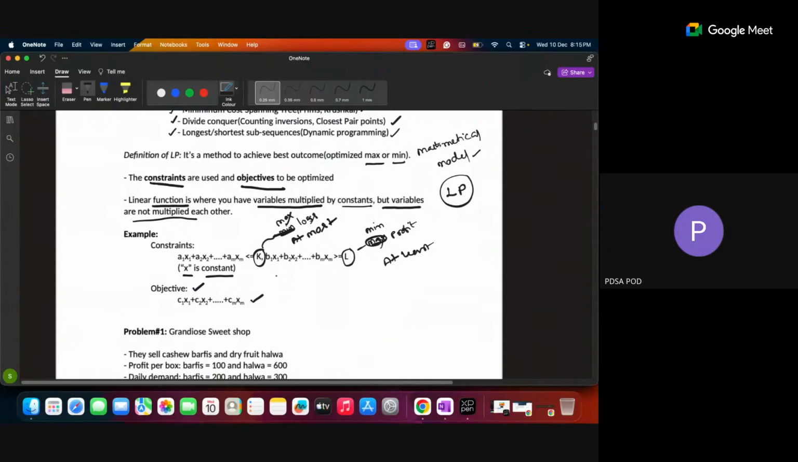So here the complexity doesn't matter. Remember once again, we are not worrying about whether it is going to be n factorial or exponential. We don't worry about that. We worry about whether you are able to solve the problem using a mathematical model.